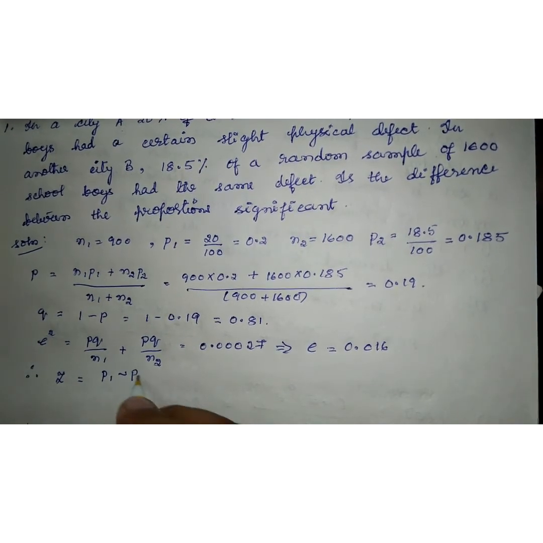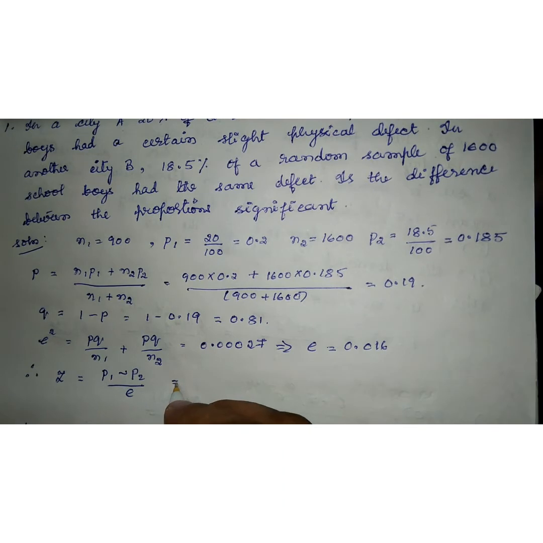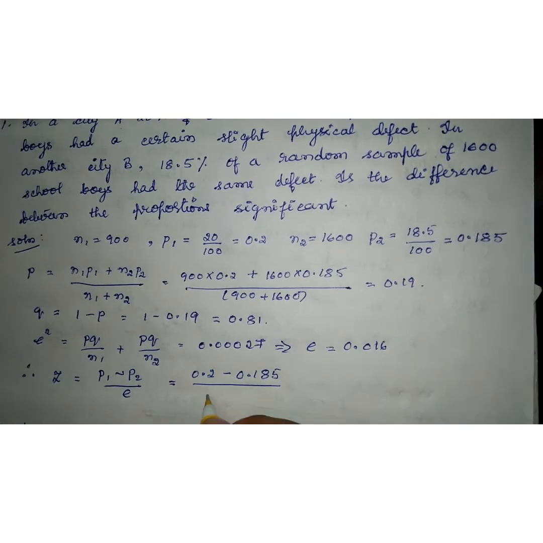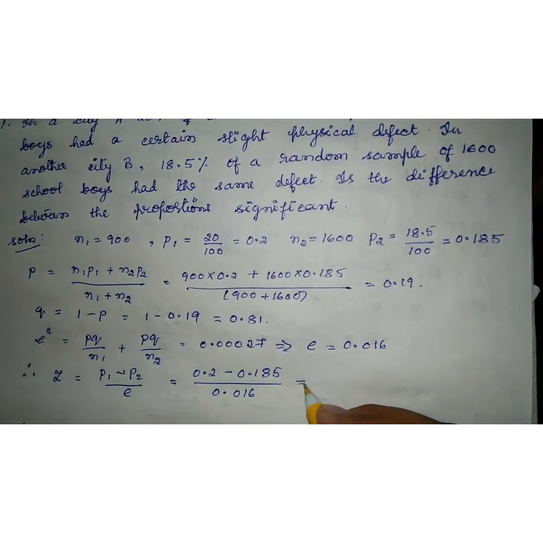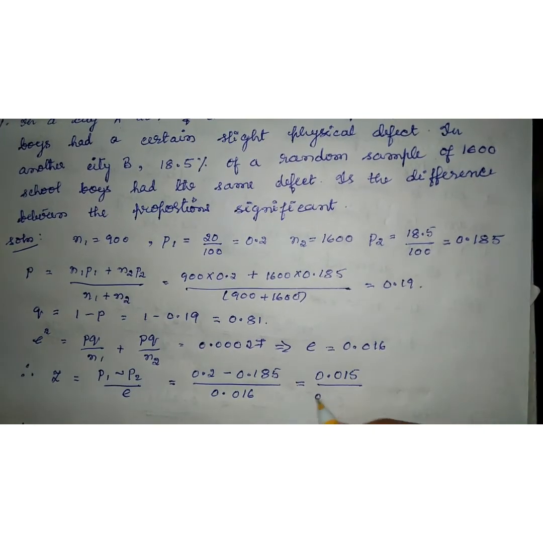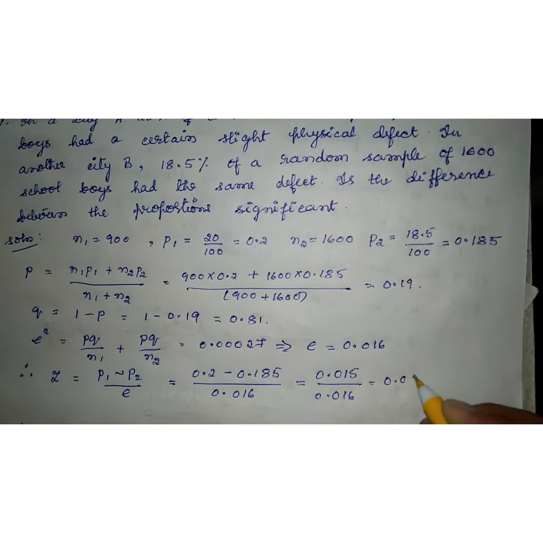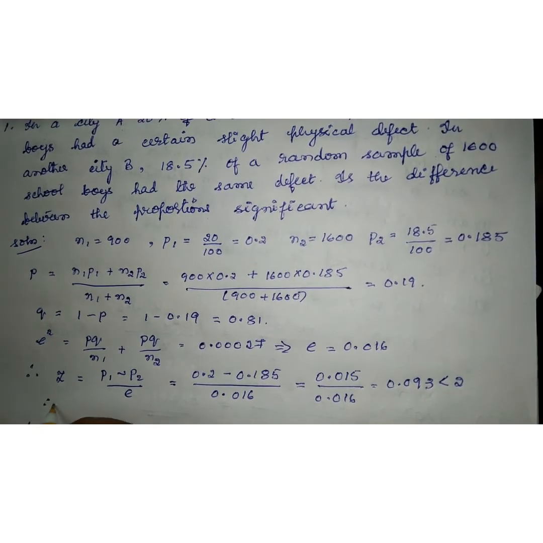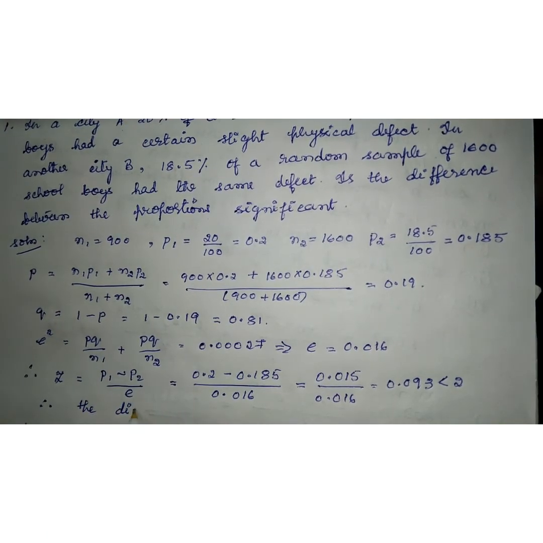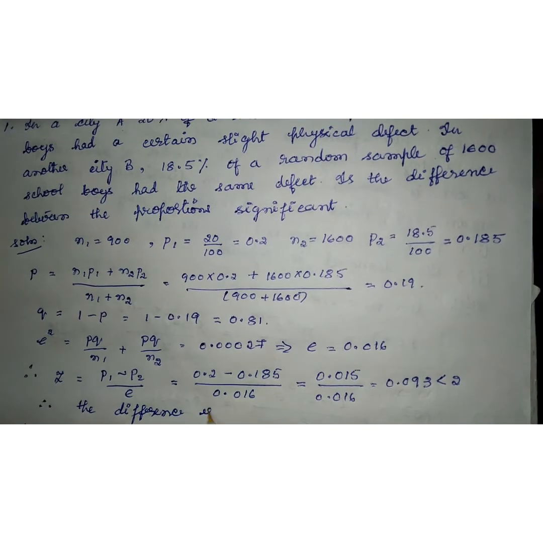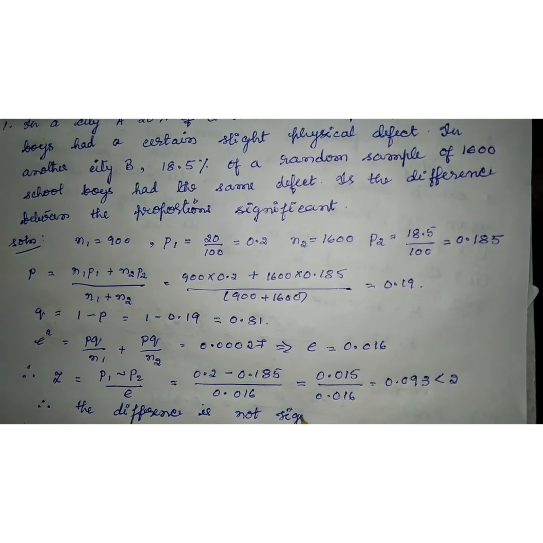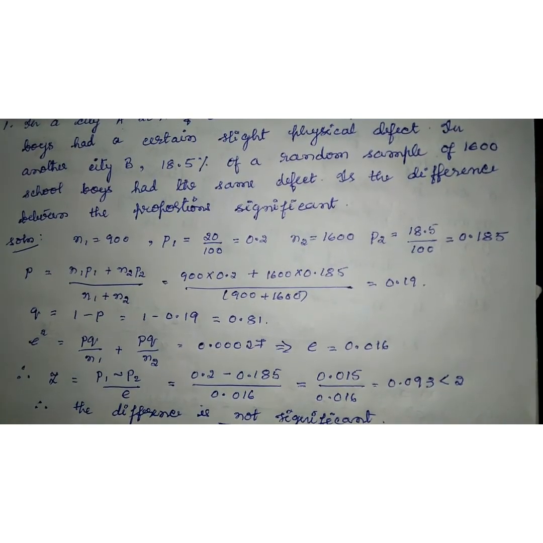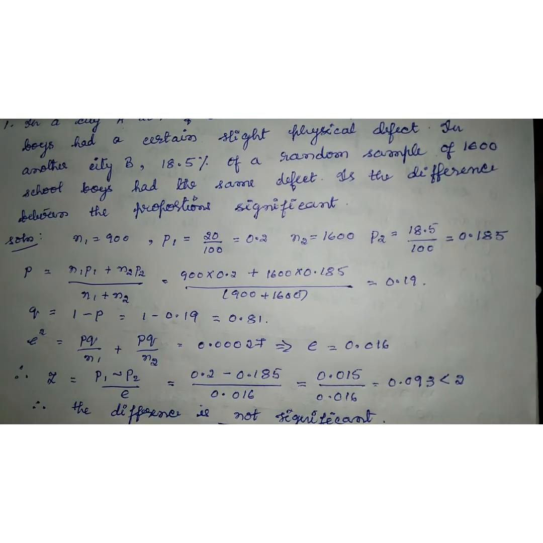So now finally we'll be finding the Z value. Z is the difference between p1 and p2 divided by E. So p1 is 0.2 minus p2 is 0.185 divided by the error, 0.016. You get 0.015 divided by 0.016, which is 0.93, which is very small. We can say it is less than 2. Therefore the difference is not significant.